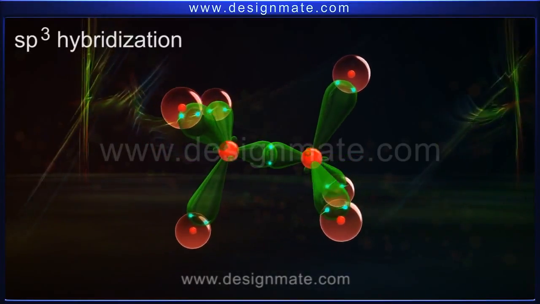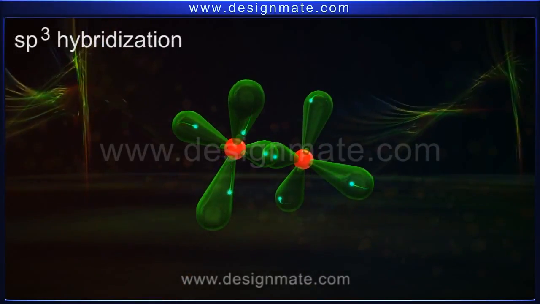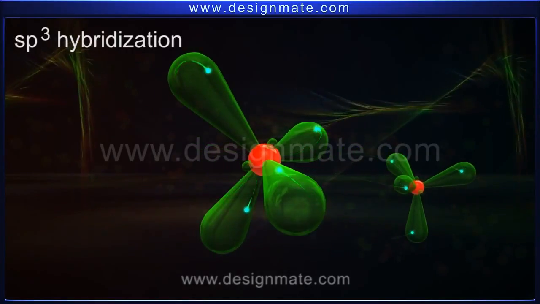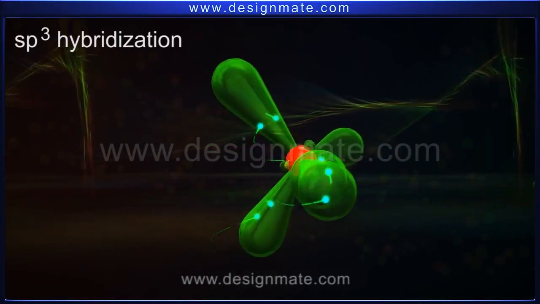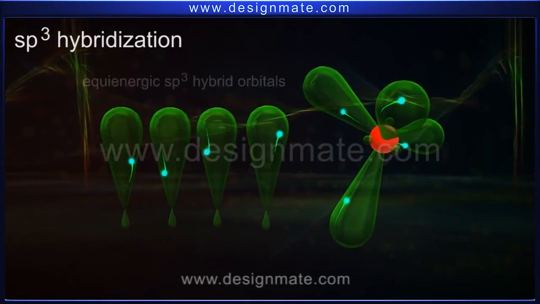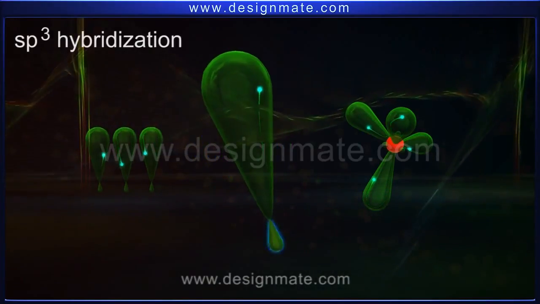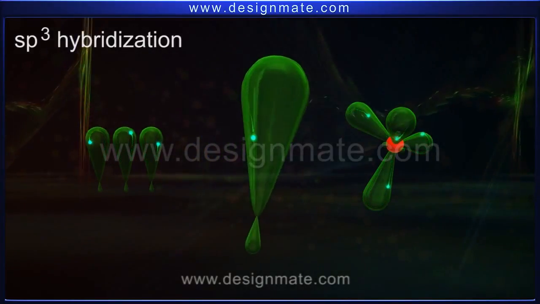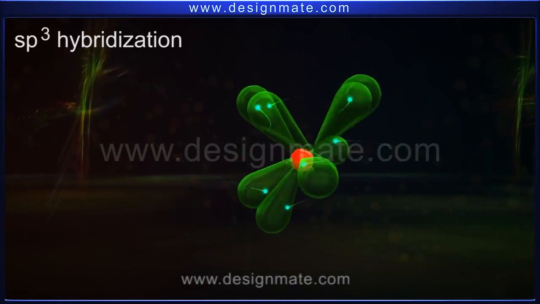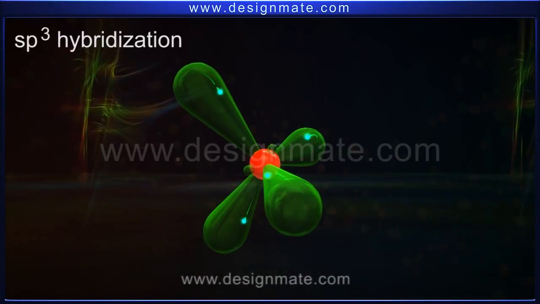Let us now remove the 6 hydrogen atoms from this structure. Also, drag the 2 carbon atoms apart. We can clearly see 4 equivalent sp3 hybrid orbitals of each carbon atom. Each of these orbitals has 1 lobe bigger than the other and is occupied by a single unpaired electron. Let us find out how the concept of hybridization explains this structure of ethane.